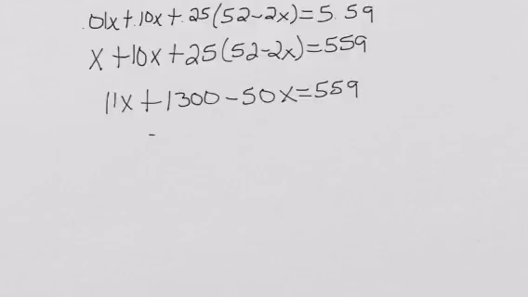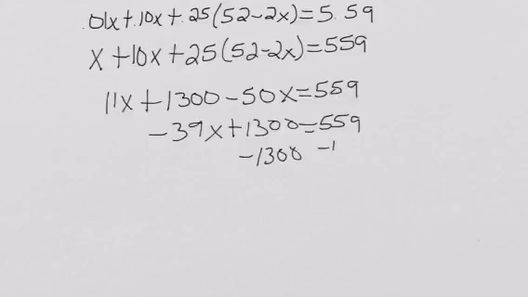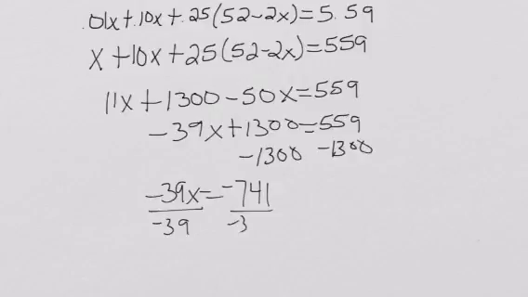Combine my like terms even more: negative 39x plus 1300 equals 559. Subtract 1300 from each side. That leaves me with negative 39x equals negative 741. Now we divide that by negative 39. That gives me x equals 19.